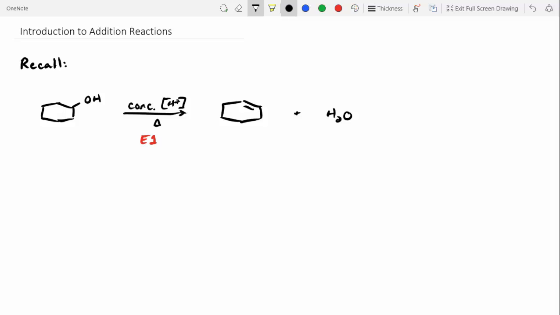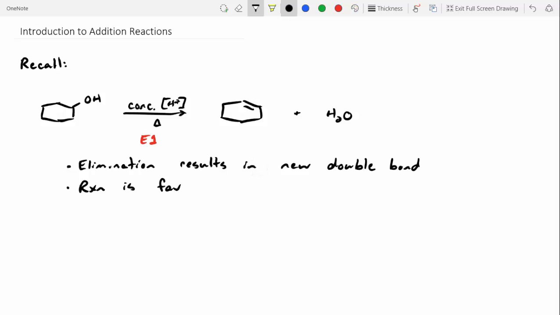So if we think about these elimination reactions, it results in a new double bond. I'm not going to go over the mechanism for this, but if you want, you can review your old notes and cover it that way. The reaction is favored at high temps. Why is that? Does anybody have an idea? Why don't we run this reaction cold?